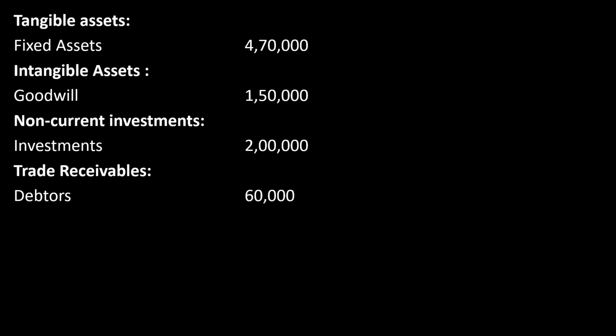Here we have the asset side. For intangible assets, under fixed assets you have intangible. Then non-current investment, under the heading non-current investment you have investment. Then trade receivable, that is debtors. So this is all about the notes to the balance sheet first. Now we'll go to the balance sheet in the next slide.